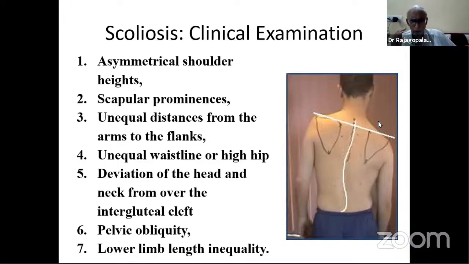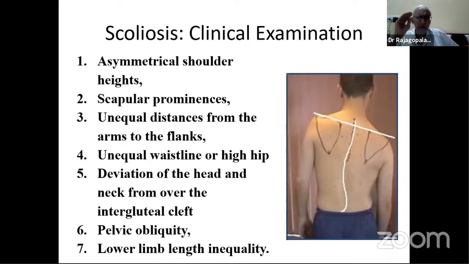That's why I said, what is very striking here for me is that the shoulder is totally asymmetrical. The scapula is prominent. I even marked it out. And you see the distance between the arm and the flank is increased. You probably can't make it out very clearly. There is an unequal baseline and the hip is at a higher level. Now you see the head, there's a definite deviation. The pelvis is oblique, but you can't see the limb length inequality. That's something for which you probably need the real patient in front of you or a lying down position.